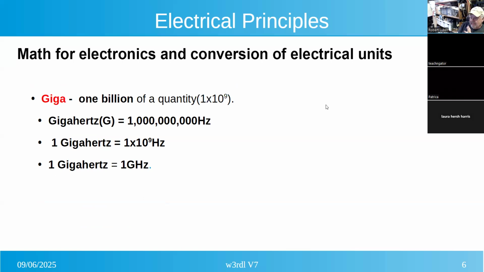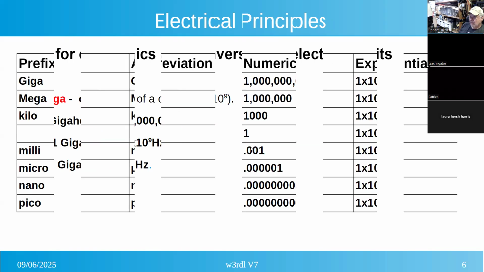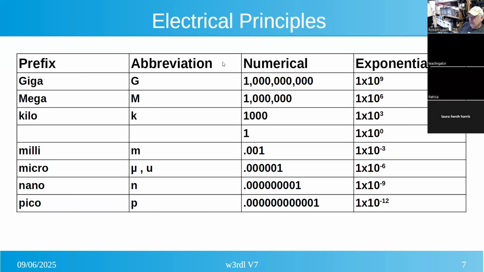Giga is a billion. When we talk about UHF frequencies, we talk about gigahertz, or a billion hertz, 10 to the ninth. Some of the things that operate there is your cell phone. It's either on 2.4 gigahertz or 5.2 gigahertz. So here's a little chart showing the relationship of all of these, what the abbreviations are and the prefixes.